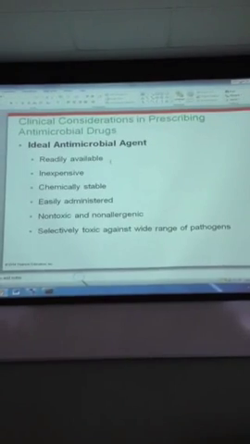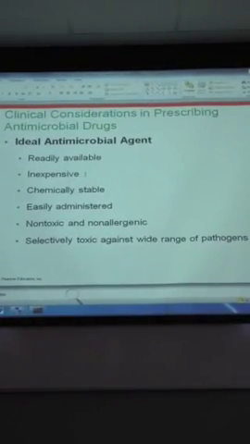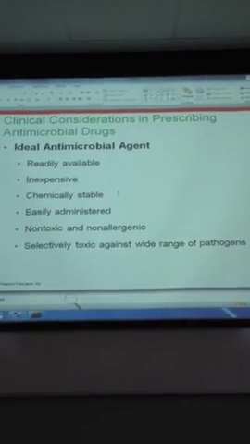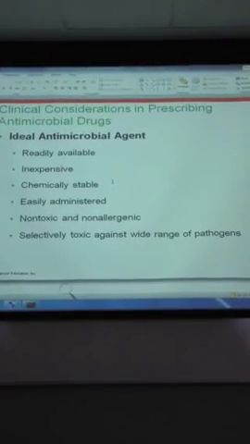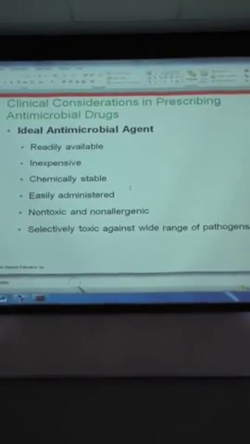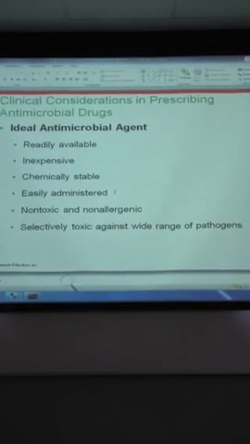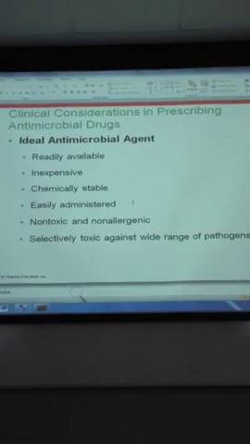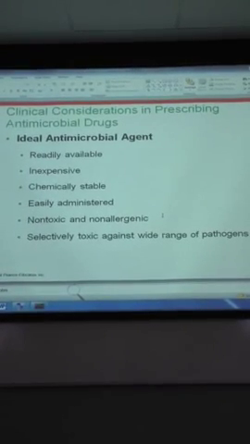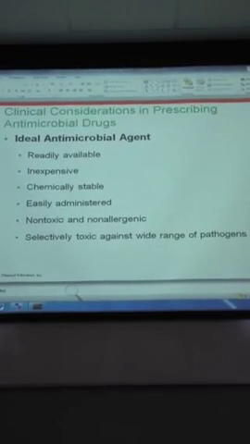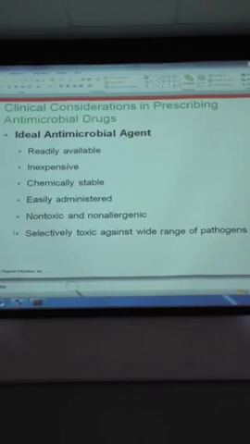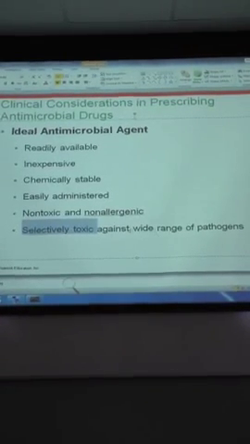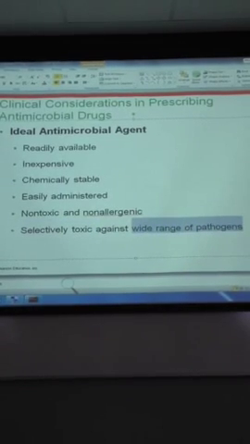So antimicrobial drug, you want to be able to get it. You don't want it to be too expensive. You want it to be chemically stable so it can last on the shelf and also persist in the body and get to the site of infection. You want to be able to administer it relatively easy. Give my patient a shot or take it orally. If it's too hard to administer it, what good is it? And you don't want it to be toxic or allergenic to your patient. And you want it to be selectively toxic so your patient doesn't get sick. But theoretically, we want to be able to get a lot of bugs with it too.